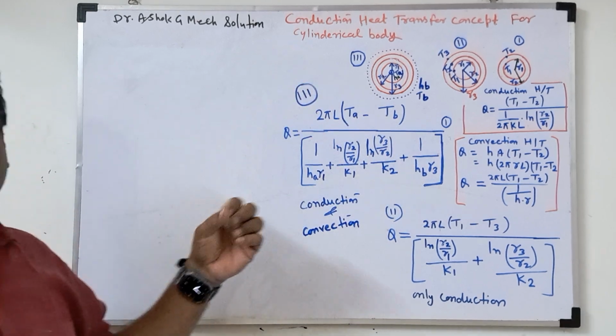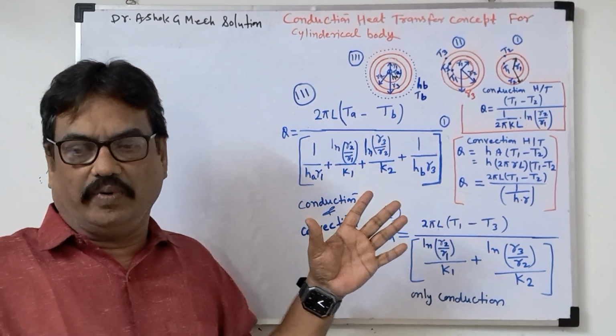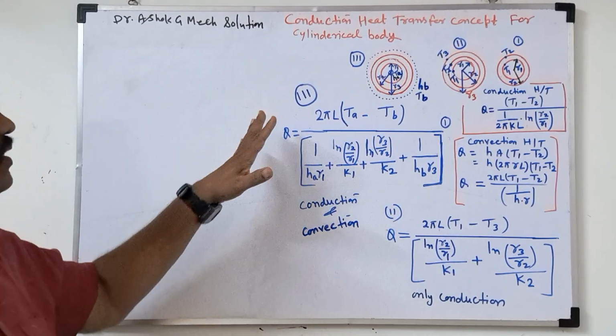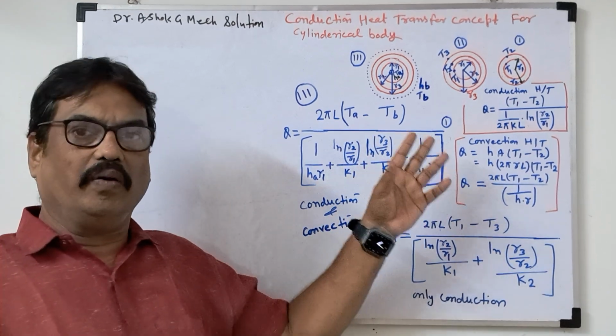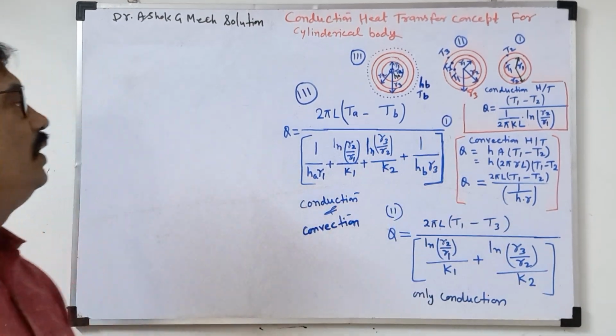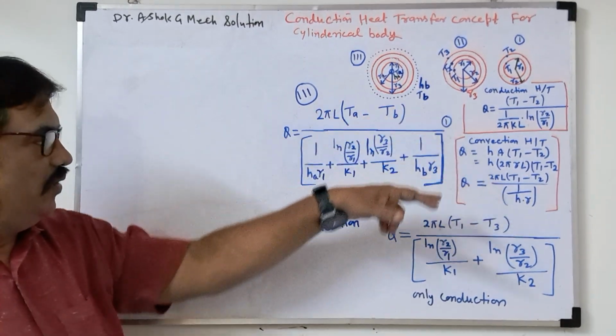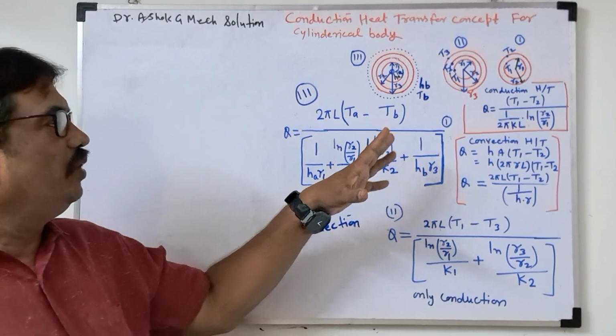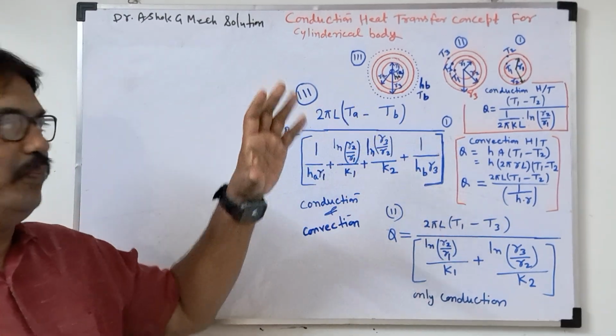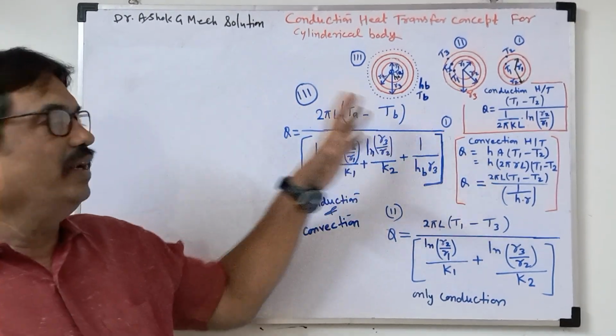So what I'm going to discuss here is how to solve conduction problems in a very simple way, either for a plane wall, a cylindrical body or a spherical body. In the previous video we already discussed the plane wall trick and problems based on it. Here I will explain how to remember and correlate the plane wall, cylindrical body and spherical body.